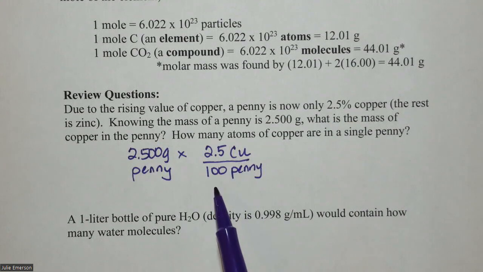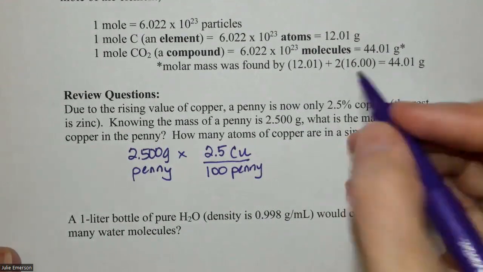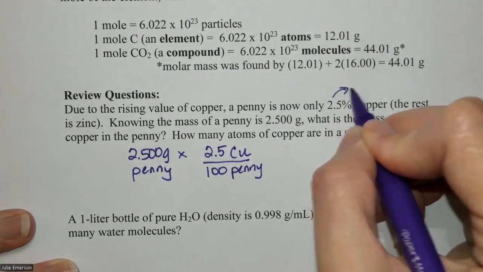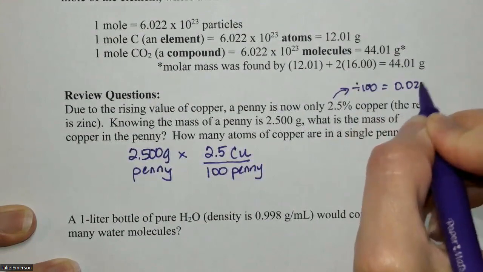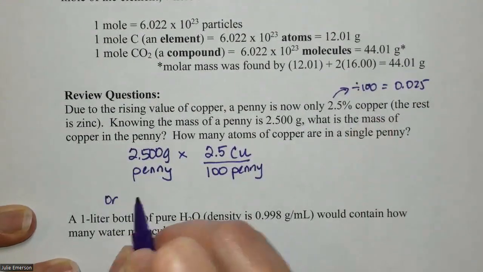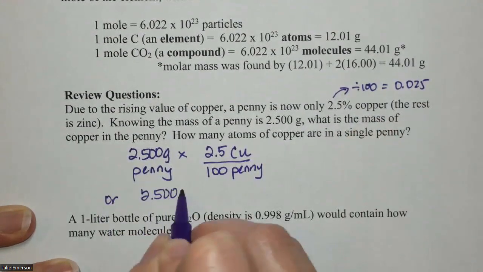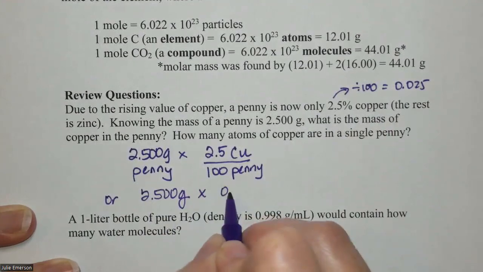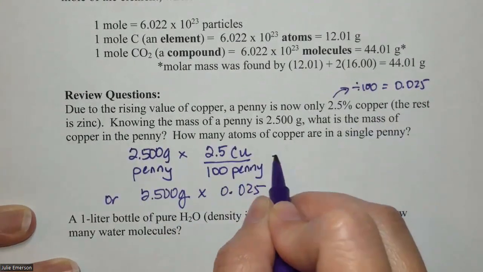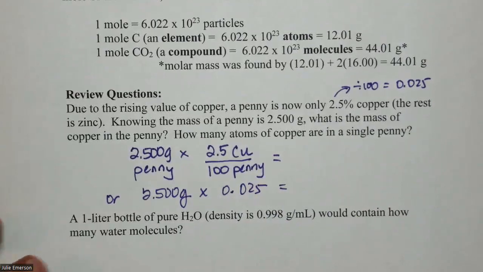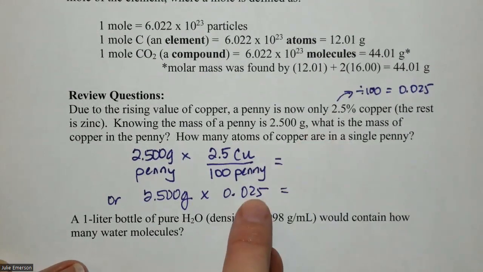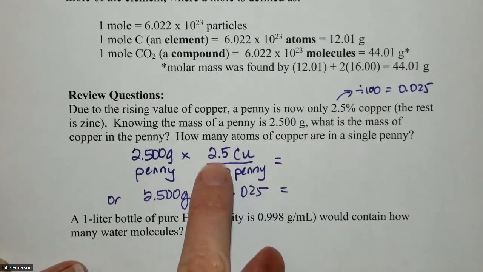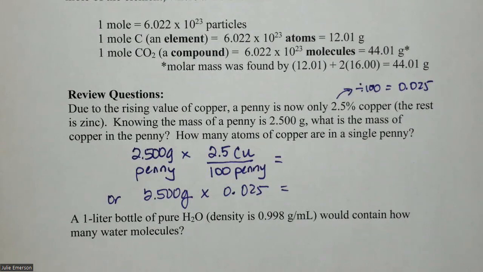So that's the percentage. The other way students will do this is 2.5 divided by 100, which is the same as 0.025. So also what you could do is take the 2.500 grams and multiply it by 0.025. Either way, you get the same answer. Just depends on how your math teacher taught you the percentages. So percent to decimal form, just divide it by 100. Either way, it's the same idea.